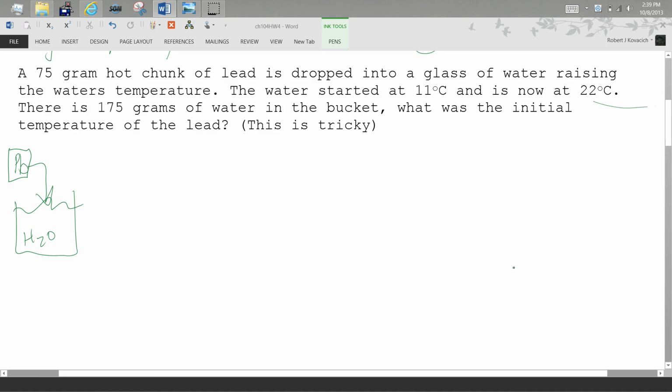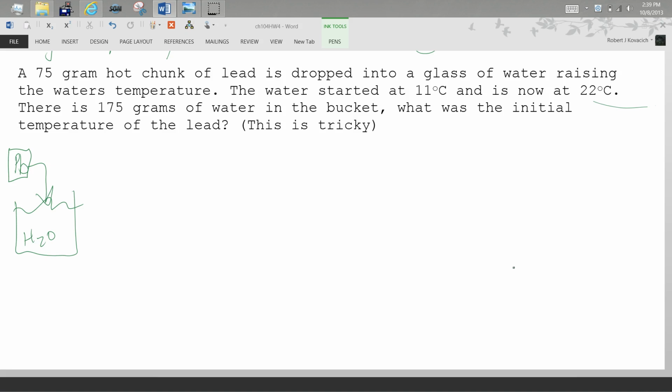Then there's one other thing that we know without the given information. The water's temperature starts at 11 and then it goes up to 22. Why doesn't it go up to 23? Because 22 is when the two are equal. So at 22 degrees, the water reaches 22 at the same time the lead reaches 22. Once they're both 22 degrees, then there's no more heat transfer. So what piece of information do we now know? That's the final temperature. We know the lead's final temperature.